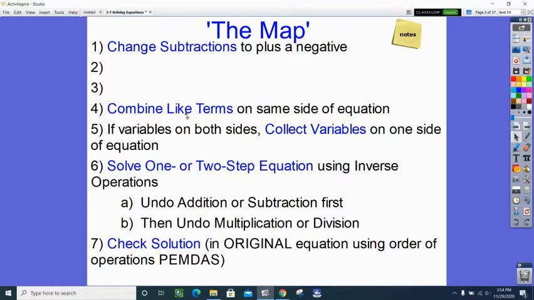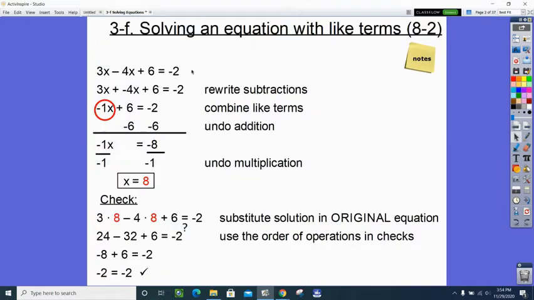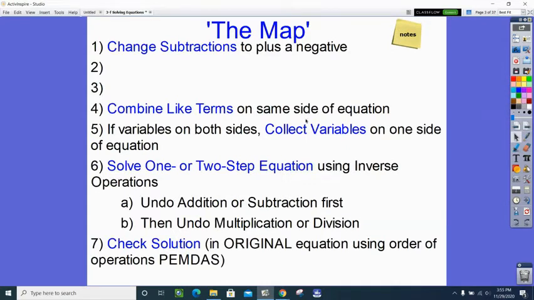The next thing you're going to do is look for like terms on the same side like we just did with this equation. The 3x and the negative 4x, they're on the same side, so we're going to combine them using the same operation that's there. The next thing we're going to look for is, is there a variable on both sides? If there is, we're going to do what we did in the last video, and we're going to collect them on one side using opposite operations since they're on opposite sides.